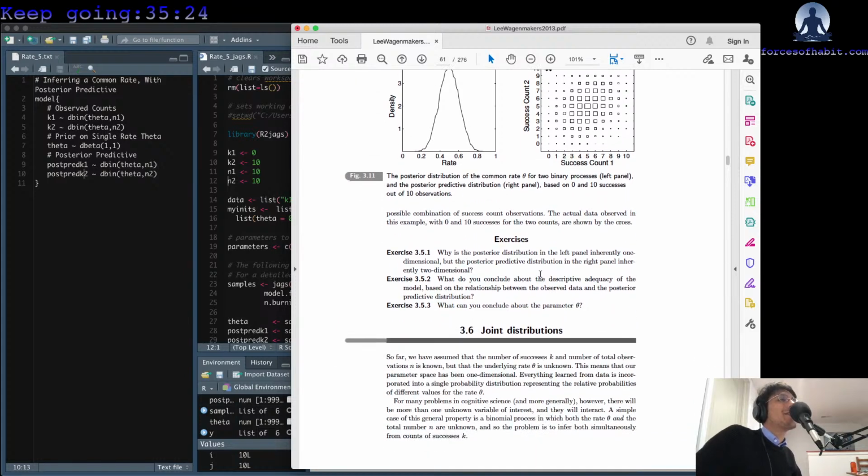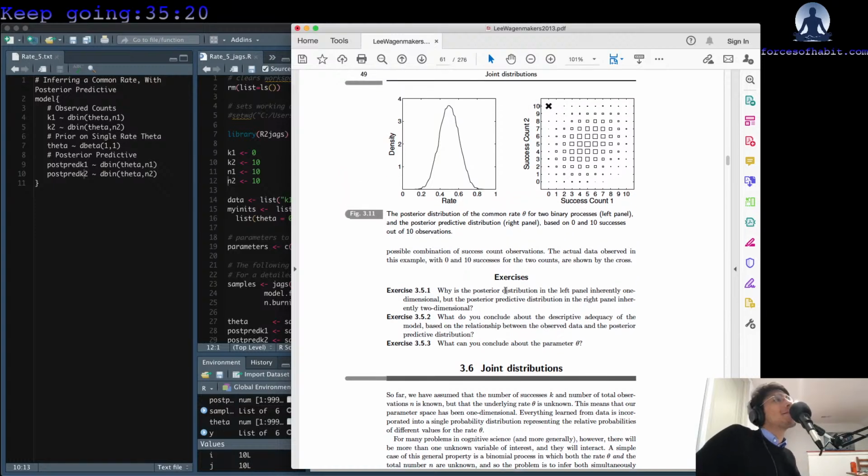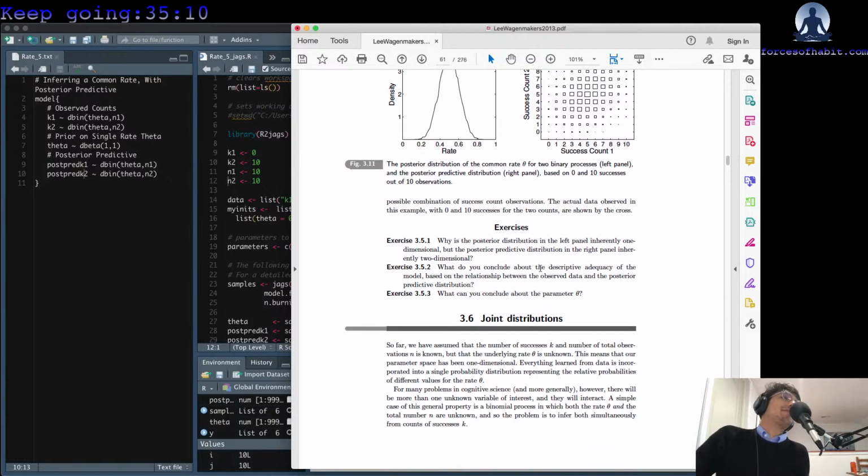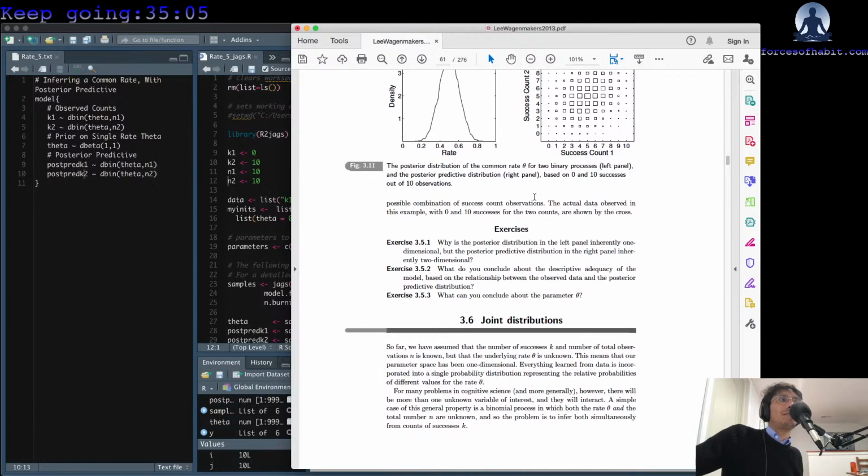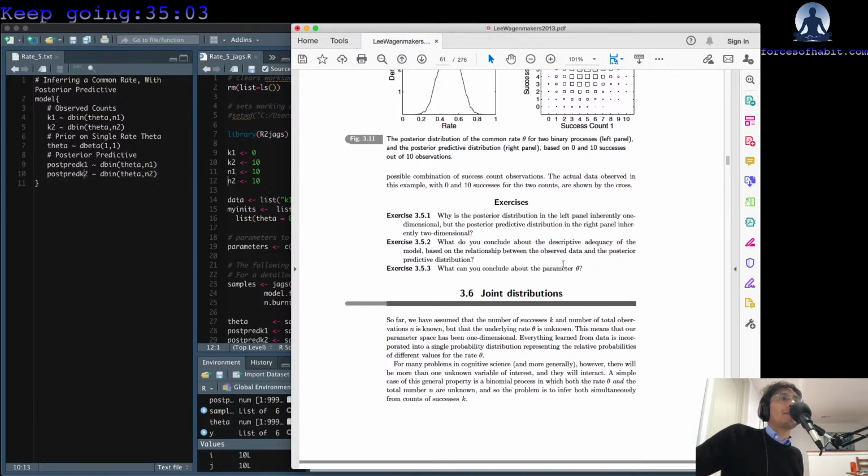What do you conclude about the descriptive adequacy of the model? I say it's pretty poor. It was really successful in one, but really wasn't successful in another. Why is this different? It's kind of just meeting me in the middle. It's a 50-50 sort of thing. It's like chance. That's what I would conclude.